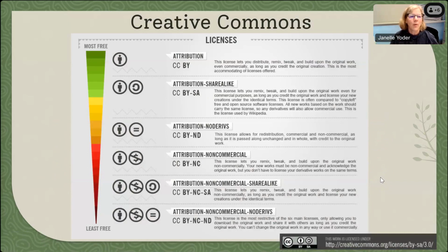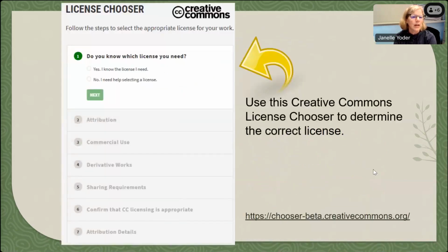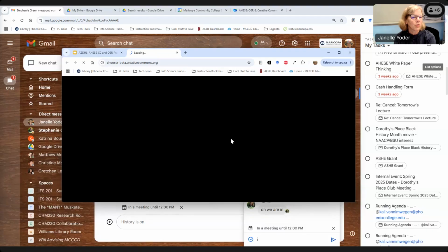Now, how do you figure out if you've created something and you want to give it a license, or you've taken some things and you want to put it into a license? Creative Commons has this actual little license chooser. I want to call it a little machine. And that's the link for it there. But Callie, if you just click on it, it will open up, and we're going to just go through that.